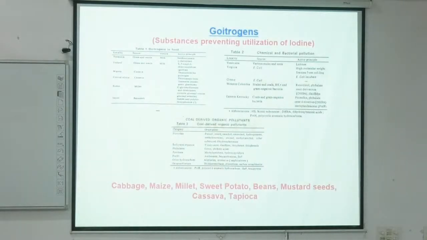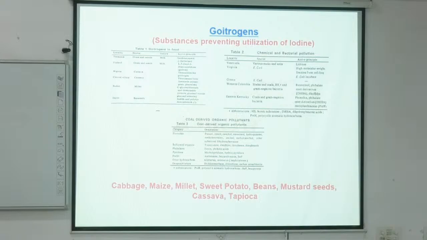So goitrogens are substances which increase the size of the thyroid gland. That is called a goitrogen. And a number of substances are present in food and water: cabbage, maize, millet, sweet potato, beans, mustard seed, cassava. Every vegetable has some amount of goitrogen, and cabbage has the highest amount. So there is a common perception that once you suffer from goiter, you cannot take cabbage. The answer is no, no, and no.